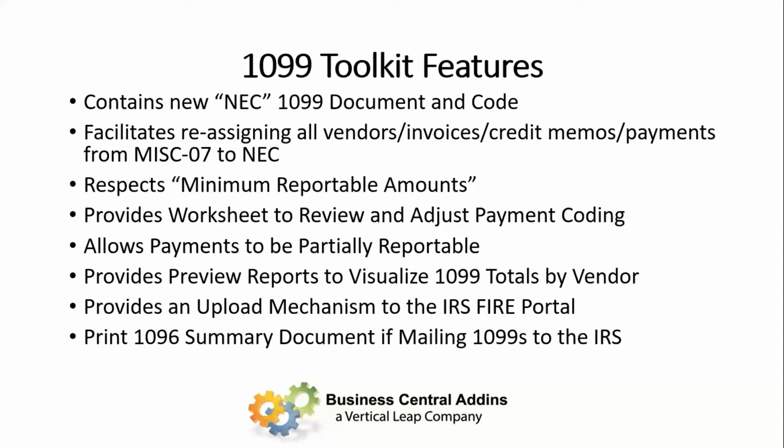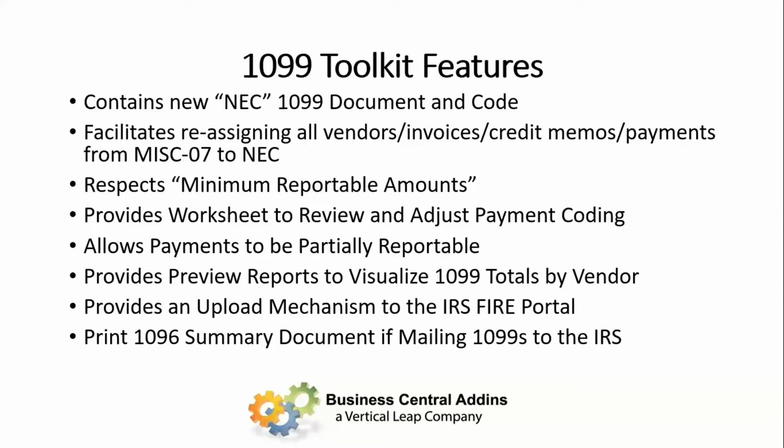So this 1099 toolkit will quickly solve a lot of problems. It contains the new NEC 1099 document and codes. It also facilitates reassigning everything that you posted during the past year before you knew that there was going to be a problem. So all your vendors, all your invoices, credit memos, and payments, we have a tool that will upgrade it from, for example, MISC 07 to NEC. So you can quickly reassign codes to everything that you've had in the past. Any code to any other code. Who knows? This may happen again.